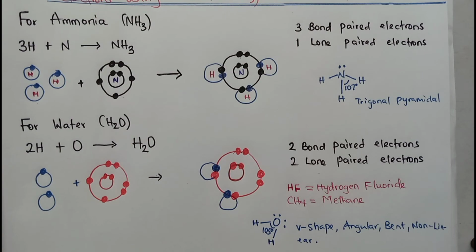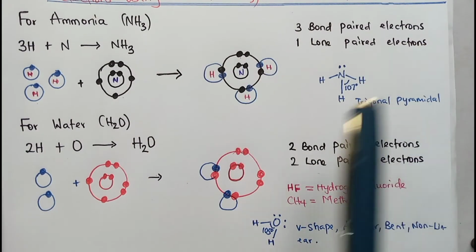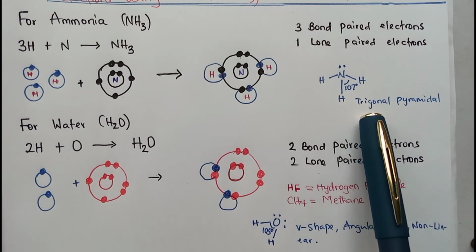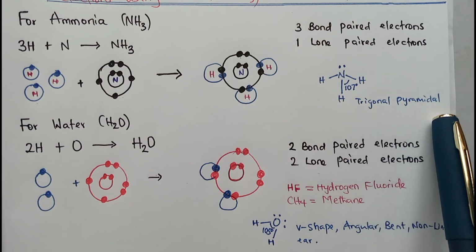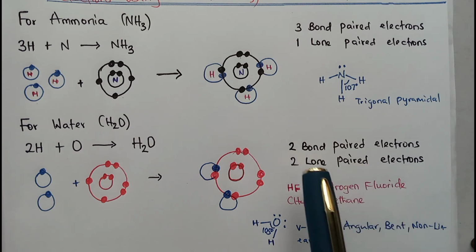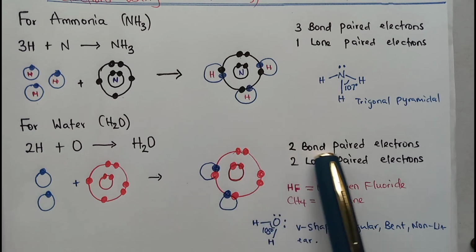So the information here are 3 bond paired electrons and 1 lone paired electron for ammonia, and the shape of the molecule is going to be trigonal pyramidal, and the angle is about 107 to 108 degrees, but mostly we use 107 degrees.